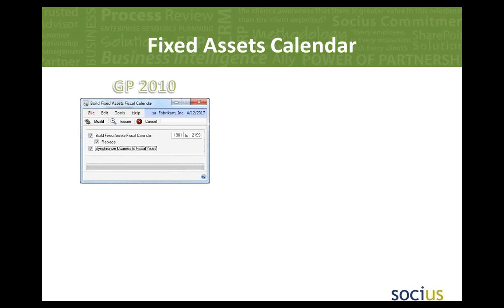Here's the GP 2010 fixed asset calendar window. So you can see it was pretty limited. You had a beginning year and an ending year. You push the button and off you go. Then you have to go in and kind of manually manipulate it.